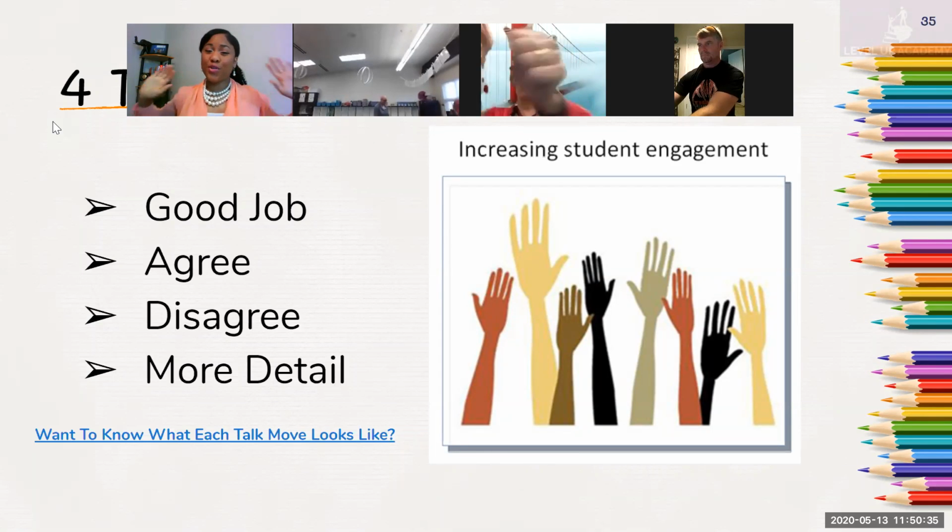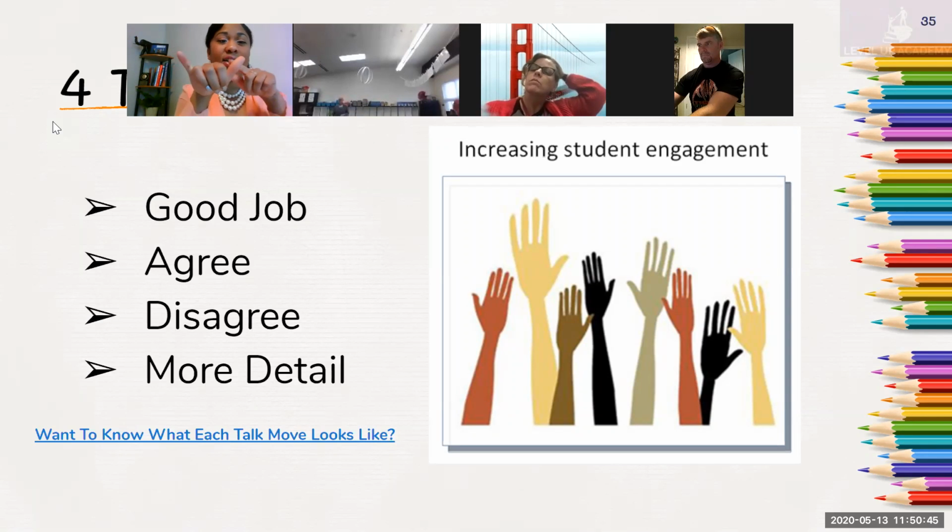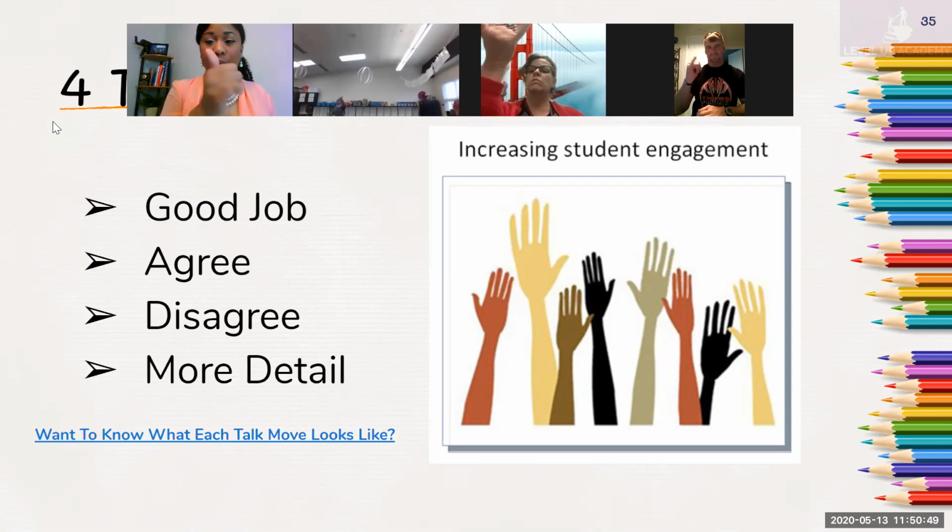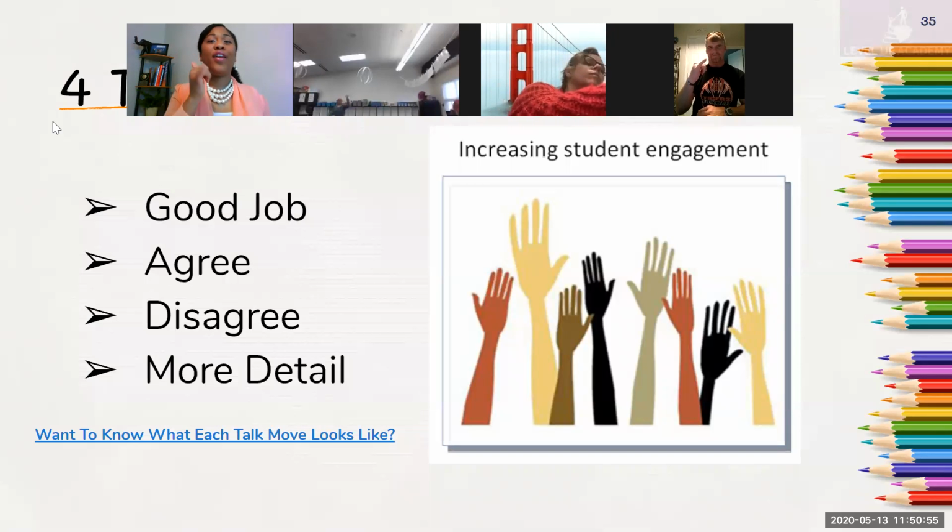And it actually produces an energy in the room, and it helps your lesson to flow a lot easier. The next one is agree. You take your thumb and your pinky and shoot it back between you and the person. This means, yes, I was thinking the same thing. I agree with you. And kids love to see someone in agreement.